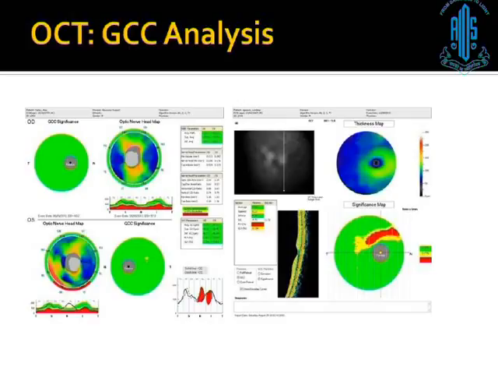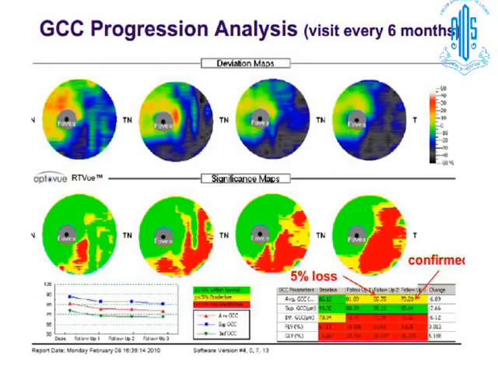So this is the disc, cup, RNFL, and this is the macular map, right and the left eye. And here is the thickness map, and here what you see is the deviation map. The brighter the red color, the more deviation from the normal. And you can do the progression analysis as well on the basis of the GCC.